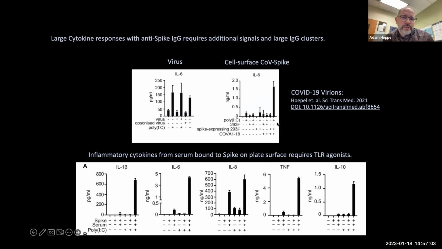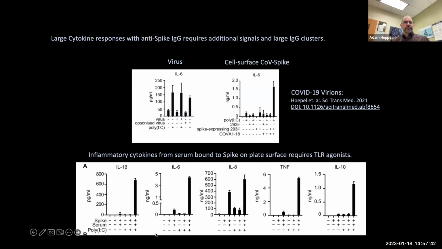However, if used in conjunction with other agonists like poly-IC, a TLR agonist, that can greatly enhance the cytokine reaction stemming downstream from Fc receptor activation. And indeed, in this study, they actually used plate-bound anti-spike antibodies, or spike-on-plate with anti-spike antibodies. And the only cytokine that was produced even in that context is a little bit of IL-8, a neutrophil chemokine. The big nasties, IL-1 beta, IL-6, TNF-alpha, these required co-stimulation with poly-IC.